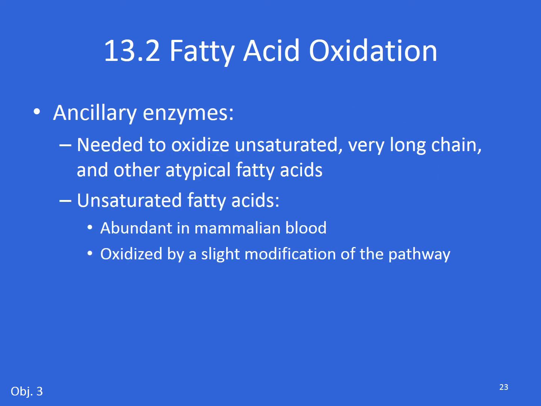So basically, for all of these other varieties, it uses ancillary enzymes, ancillary reactions. So you can think of these as extra enzymes. And they're needed to completely oxidize unsaturated, very long, or other atypical fatty acids, odd-numbered fatty acids. So for example, unsaturated fatty acids. So these are fatty acids that contain a double bond in the carbon chain. And these are pretty abundant. We already know that these are used in, for example, cell walls of animal cells. So these can be oxidized similar to saturated fatty acids, but they require a tiny modification.